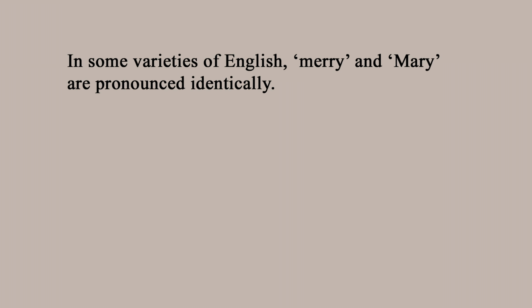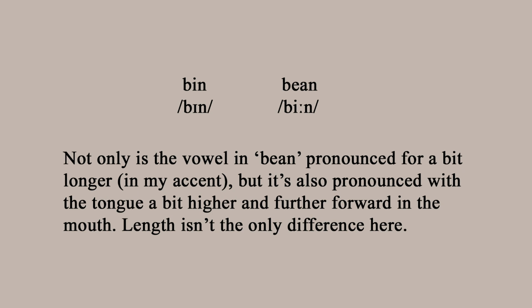I chose this particular pair of words because in some English varieties there's no distinction between the two, they're pronounced identically to each other. Really, a lot of the distinctions in English that look like they're to do with vowel length are actually also to do with vowel quality. So the difference between bin and bean. The vowel in bean is pronounced for longer, at least in my accent, but it's also got a different quality. It's less centralised. Listen to the difference.